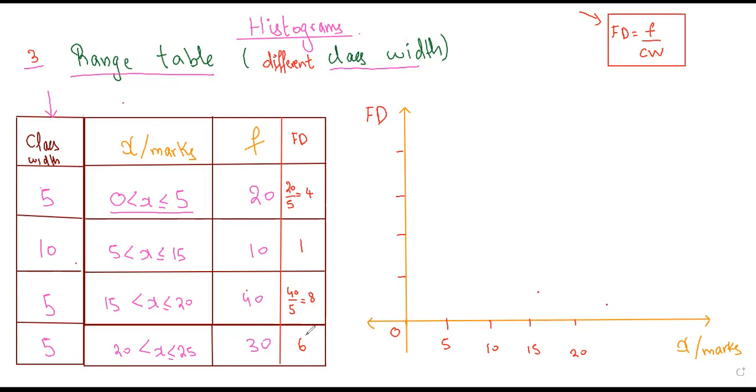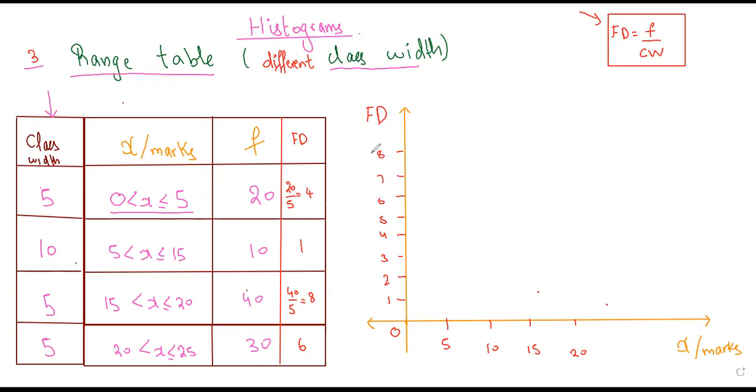Okay. Now we know we have our frequency densities. So I am going to first plot the frequency density axis according to these values. So I have 1 as the minimum value, 8 as the maximum value. So this is 1, 2, 3, 4, 5, 6, 7. Okay. 1, 2, 3, 4, 5, 6, 7, 8.